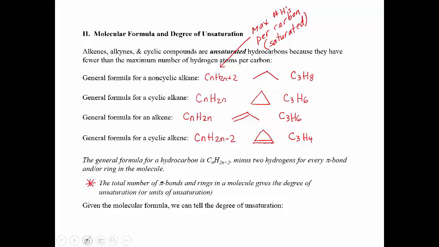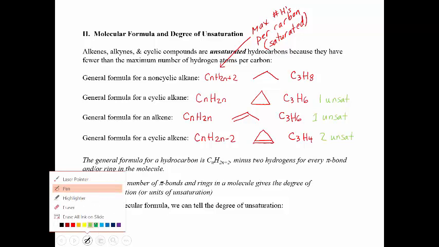So if we go back and look at the ones we've already drawn, we can see that the cyclic alkane has 1 unsaturation because it has 1 ring. The alkene also has 1 unsaturation, and the cyclic alkene has 2 unsaturations. So we can call this unsaturation number 2. We could call it degrees of unsaturation. It has 2 degrees of unsaturation, and we could also say it has 2 units of unsaturation. And so given the molecular formula, we can tell the degree of unsaturation. Let's see how this is done on the next page.